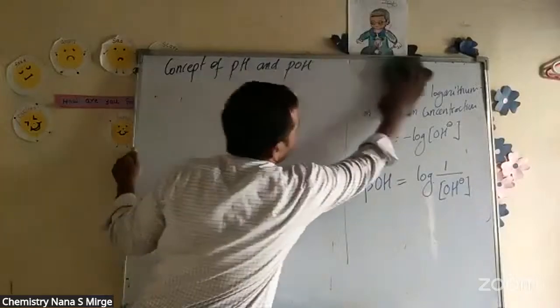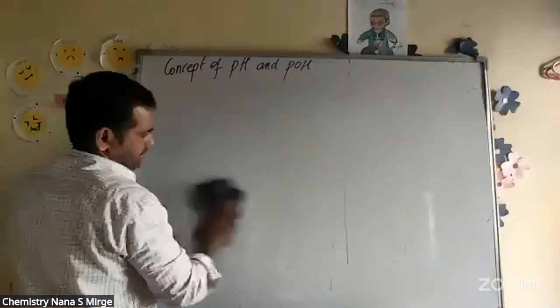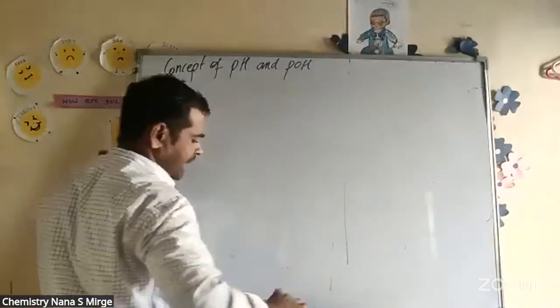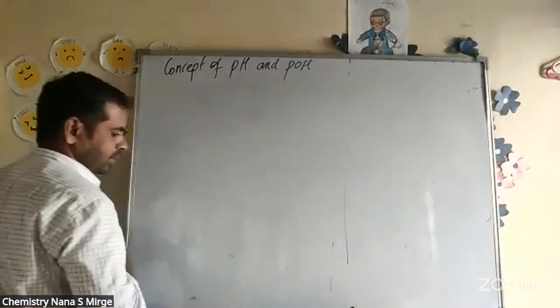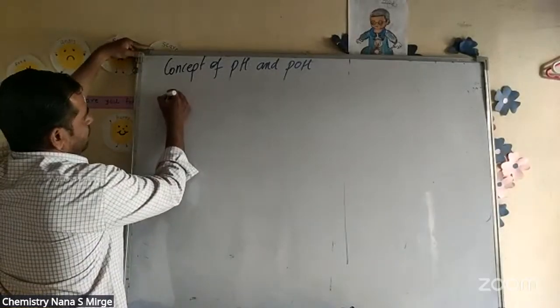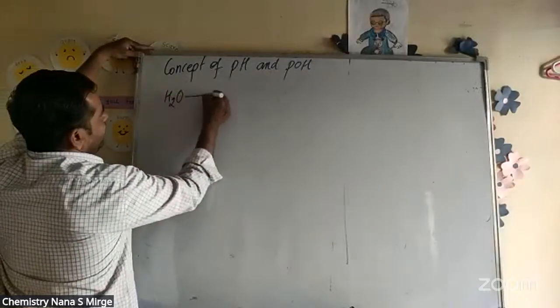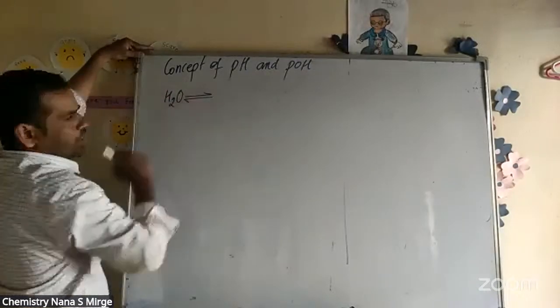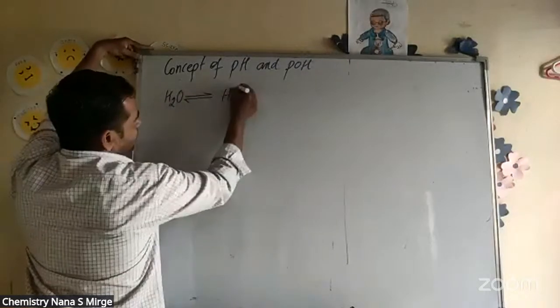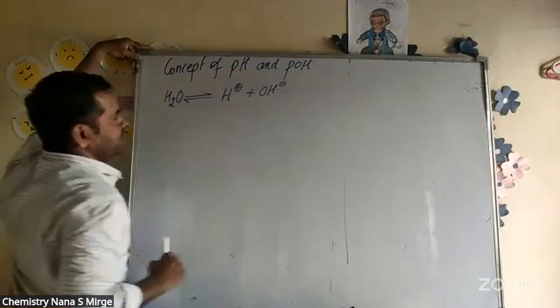Okay, let's start with the very basic concept, pH, and how pH and pOH are related. How are they related with each other? So look, we have dissociation of water. H2O is dissociated, equilibrium dissociation, with formation of H plus ion and formation of OH negative ion.